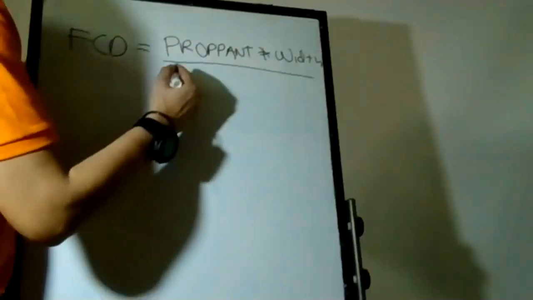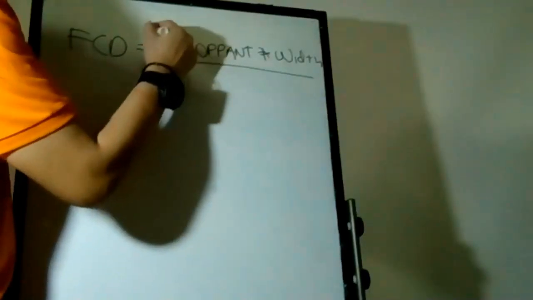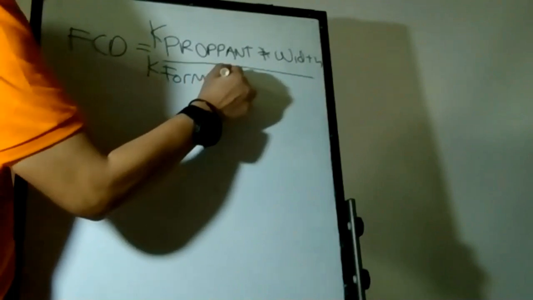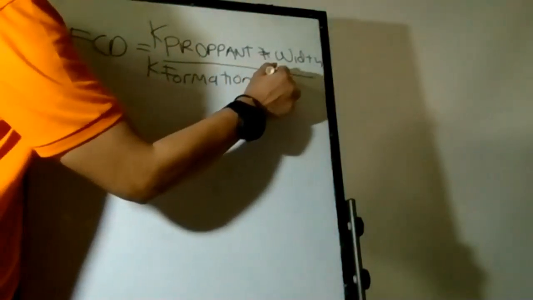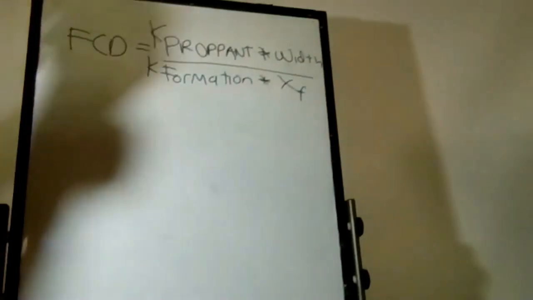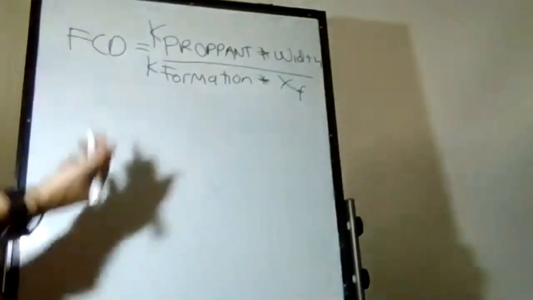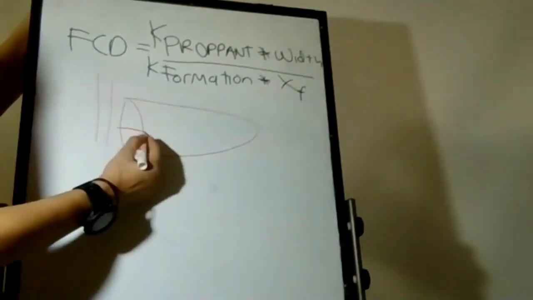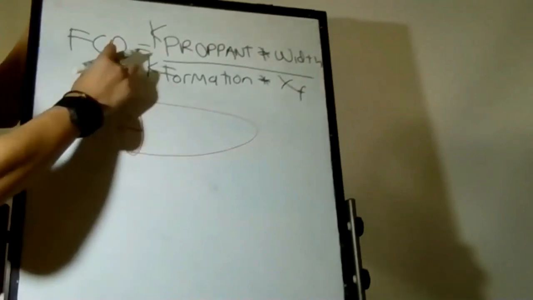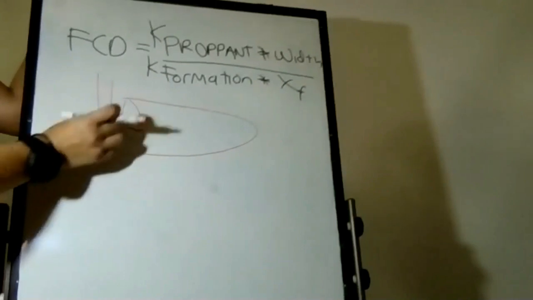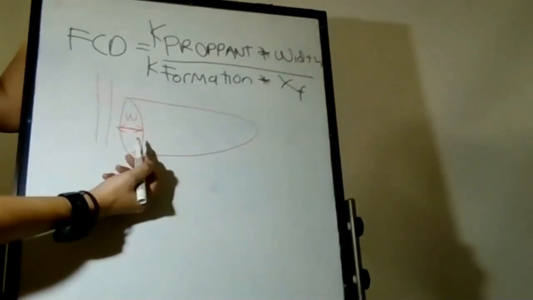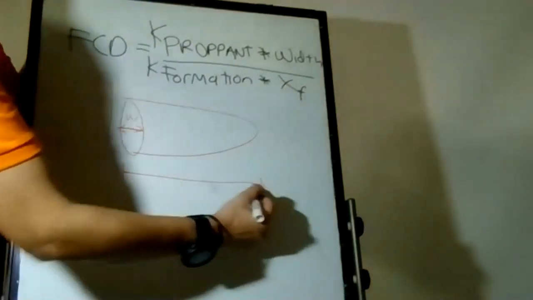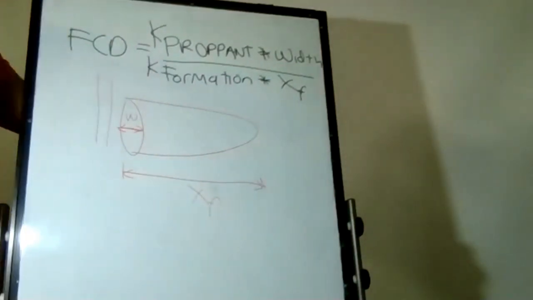Divided by formation permeability. This is the K of the proppant. This is the formation permeability, multiplied by the half length, the length. So if I draw it here, this is your wellbore. This is the width. On the wellbore, you pump down at a high rate and you crack the rock. When the rock is cracked, you start having the width. So this is the width here, while from here going down into the reservoir is what we call the half length, XF.